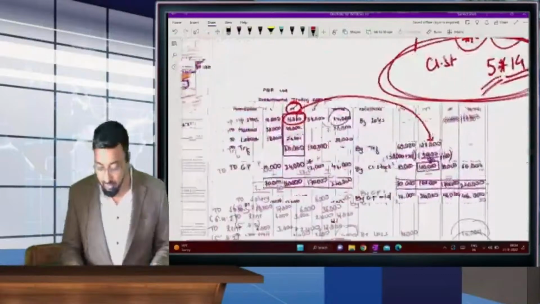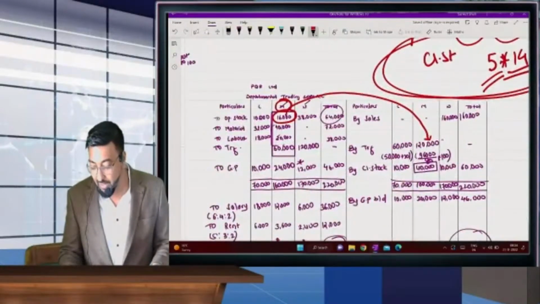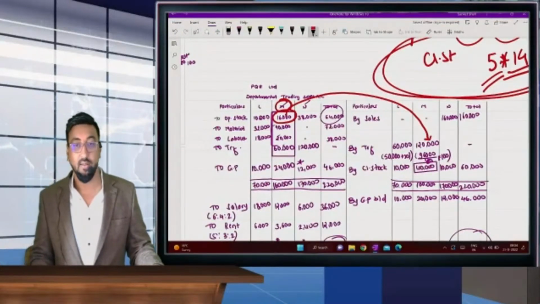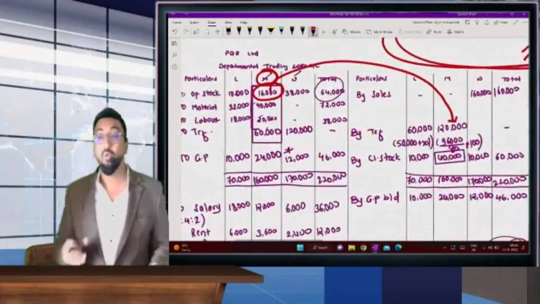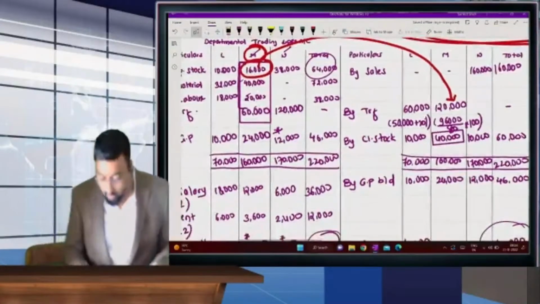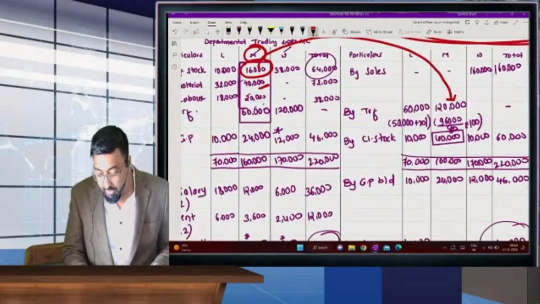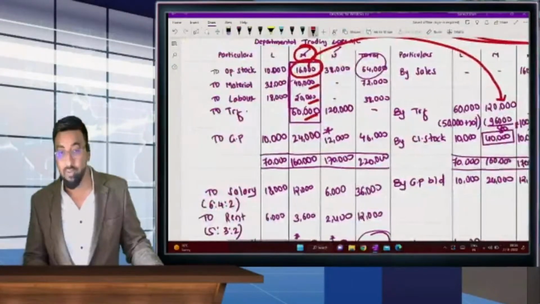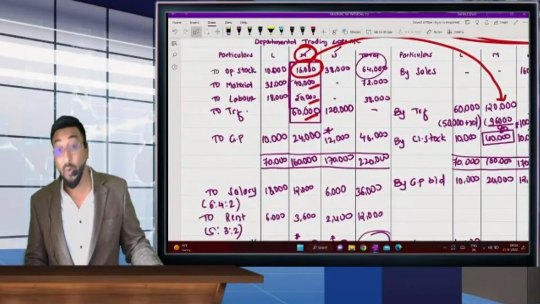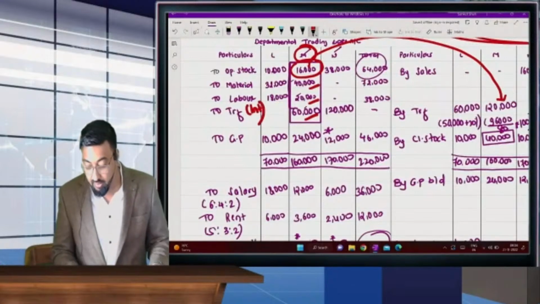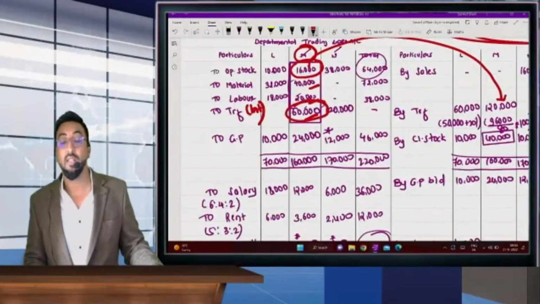Okay, similarly now, the 16,000 which M has, where did it go? Opening stock. We transferred this. To whom? To N. So 16,000 you transferred to the next department. Okay, sir. Now you are left with current year cost 40, 20, 60. 40 I purchased from outside, labor 20,000, 60,000 is internal transfer. How much is internal transfer? 60.